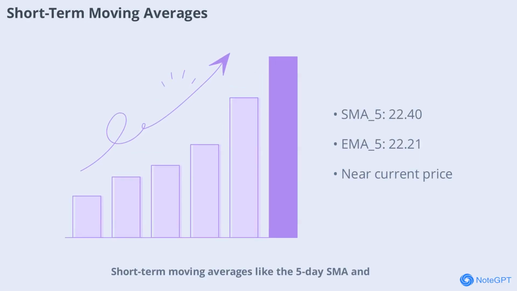Short-term moving averages like the 5-day SMA and EMA provide a quick snapshot of recent price trends. For MVLL, the 5-day SMA stands at 22.4, while the 5-day EMA is slightly lower at 22.21. These values are very close to the current price, suggesting that the stock is trading in line with its short-term trend. This alignment often indicates a period of consolidation, where buyers and sellers are in relative balance. Let's see how these short-term averages compare to longer-term trends.